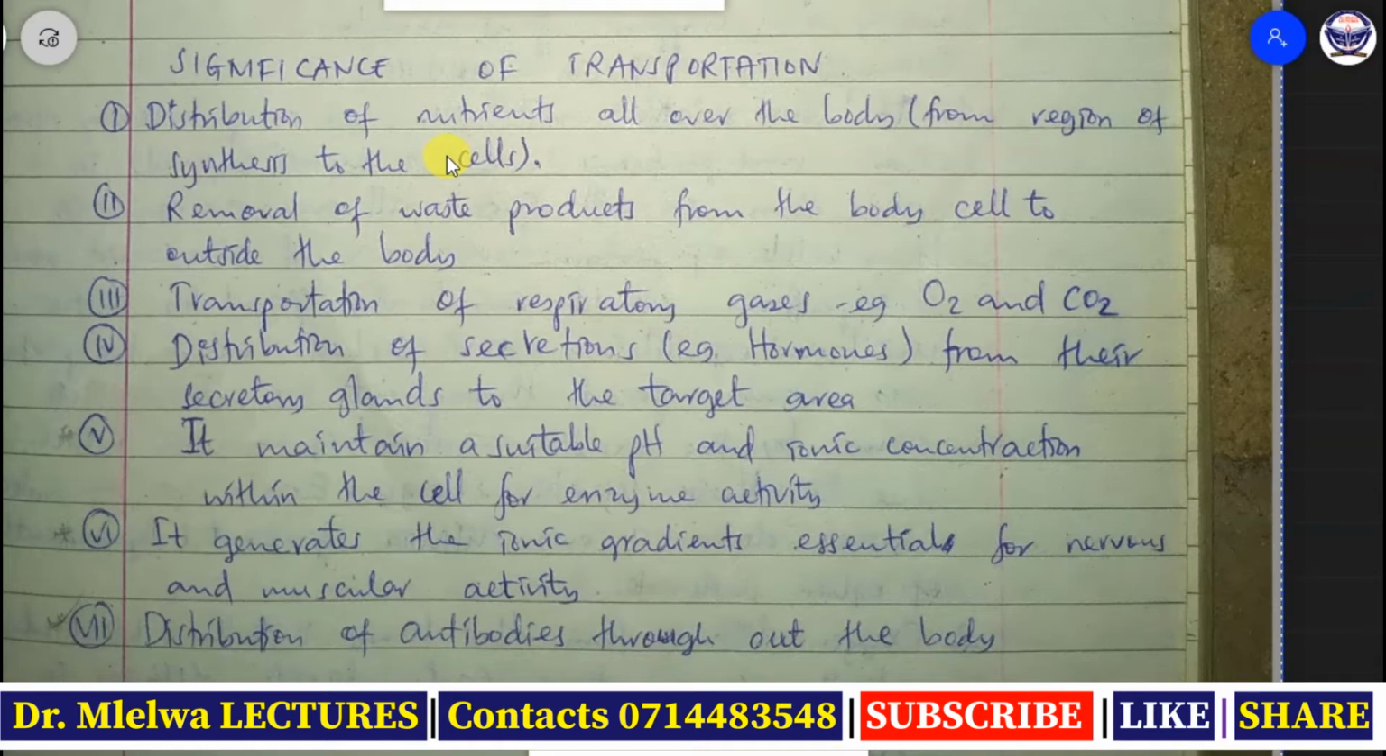The sixth importance of transporting: it generates the ionic gradient essential for nervous and muscular activity. So we know that one among the characteristics of nervous tissue is that it is excitable. Even the muscular tissue is excitable. If we reach university, we study in physiology, we call them the excitable tissues, muscles and nervous tissues. They have the ability to become excited, and after a certain time they become back to their resting potential.